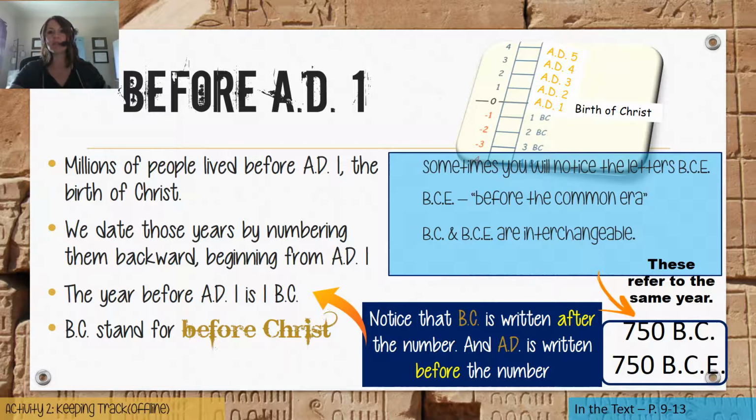All right, also, sometimes you'll notice the letters BCE. This is just like AD and CE, they're interchangeable. So you're going to see BC, which means before Christ, or you may see BCE, which is before Common Era. So remember that those are interchangeable. Both of those are going to go after the number.